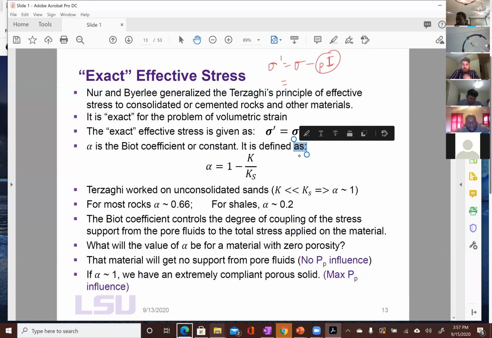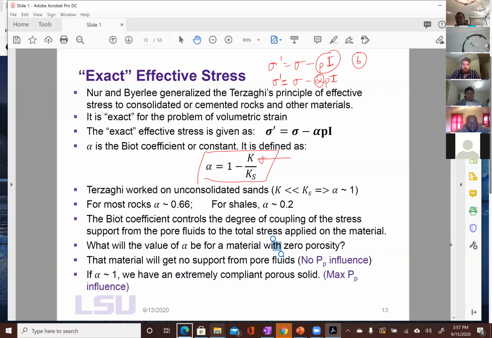In consolidated or compacted formations, what we do is multiply by the Biot's coefficient, which is written as alpha in most publications. Sometimes you see it written as B. It's all the Biot's coefficient, and this is the definition of the Biot's coefficient. What is K? Bulk modulus of the skeleton. And the skeleton is the same as the drained material, right? So sometimes it's referred to as drained bulk modulus.